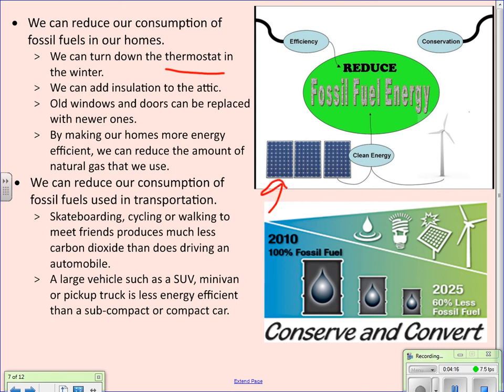Now we're starting to see a lot more homes with solar panels. We're even starting to see windmills being put in as alternate clean energy sources. We can also reduce consumption of fossil fuels.